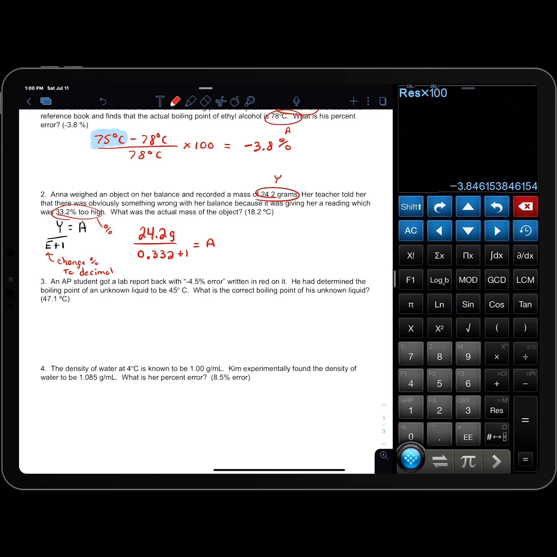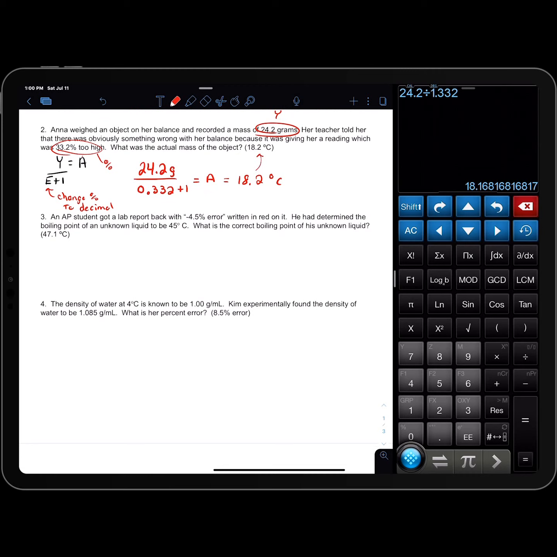So let's see if that actually comes out. You go 24.2 divided by 1.332, and it comes out to be 18, and we'll round this off, 18.2 degrees Celsius. All right, so that matches up with what the given answer is, so we did it right.